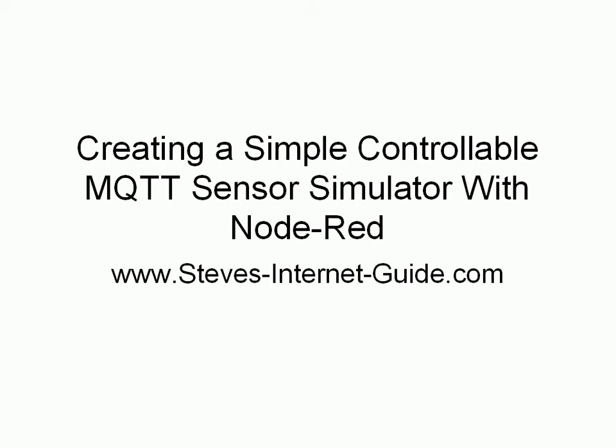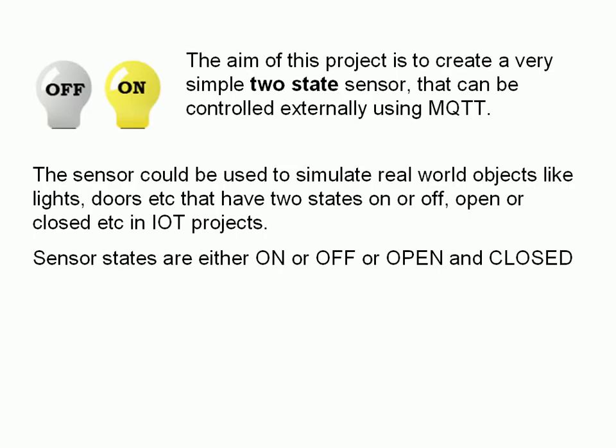In this video we're going to look at creating a very simple controllable MQTT sensor simulator using Node-RED. The aim of the project is to create a two-state sensor that can be controlled externally using MQTT. The sensor can be used to simulate real-world objects like lights or doors that have two states, on or off, open or closed, in IoT projects.